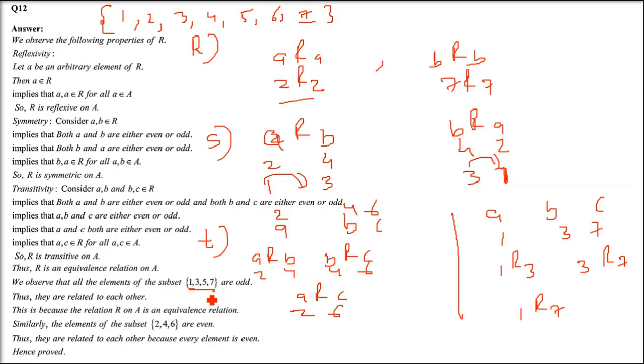So this is 1, 3, 5, 7. We observe that all the elements of this subset are odd. They are related to each other. Similarly with the even one.